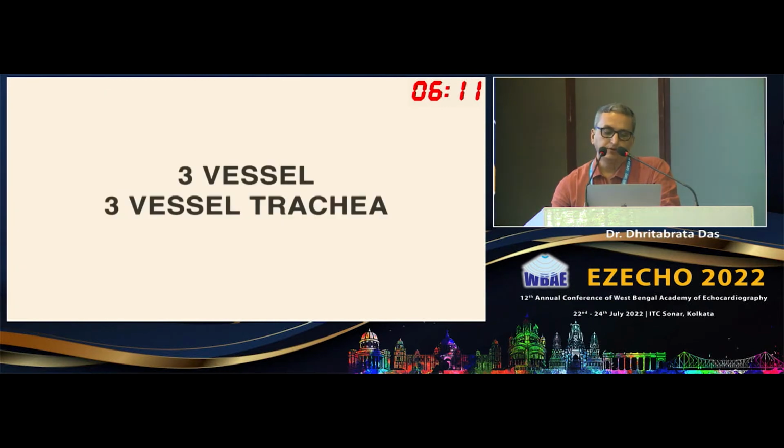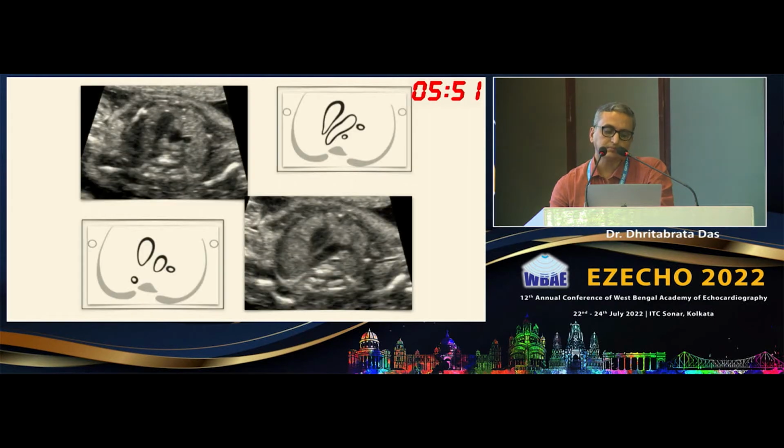Next very important view is the 3-vessel and 3-vessel trachea view. This is relatively new terminology to those who are used to pediatric echocardiography, because this is used mainly by the obstetricians and fetal ultrasound. It has become a more or less routine screening part in most of the centers. So this is nothing but a cross-sectional view of the superior mediastinum. And what you can see is that there is a V formation by the ductal arch and the aortic arch, and this is towards the left of the trachea.